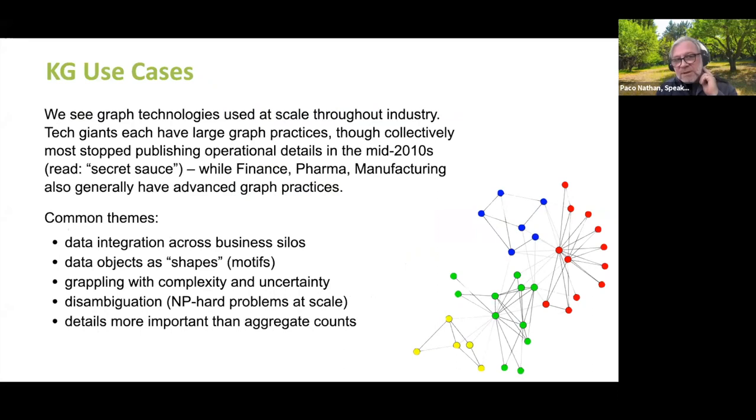So I wanted to share, I think a lot of people hear graph and they think, oh, that's just like the large social graphs at the big tech giants. It's not true. The big verticals that we see are in finance, pharma, and manufacturing. They tend to have advanced graph practices. And the typical kinds of problems you're dealing with are data integration across business silos, being able to recognize patterns in terms of shapes or motifs, grappling with complexity and uncertainty that would be very difficult to manage in a relational database, NP-hard problems like disambiguation, and places where zooming into details is more important than, say, aggregate counts like you would do in a lot of data science.